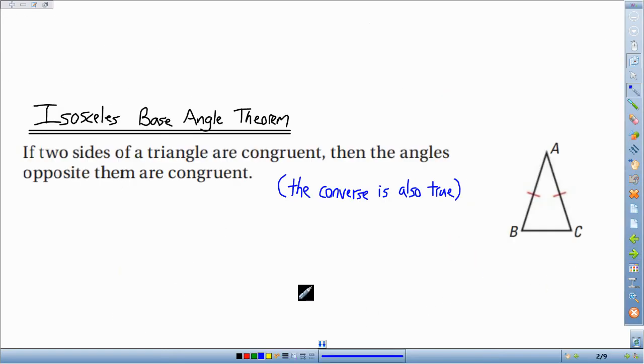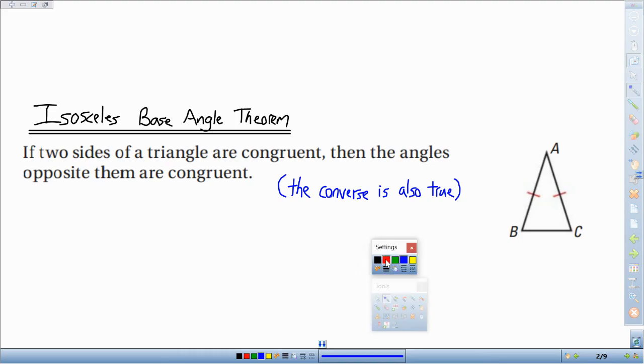So the first thing we're going to look at is what's called the isosceles base angle theorem. Go ahead and copy this and I'll show you what's going on. So this is a pretty simple theorem. Here's what it says. If two sides of a triangle are congruent, or in other words, if we have an isosceles triangle, then the angles opposite them are congruent.